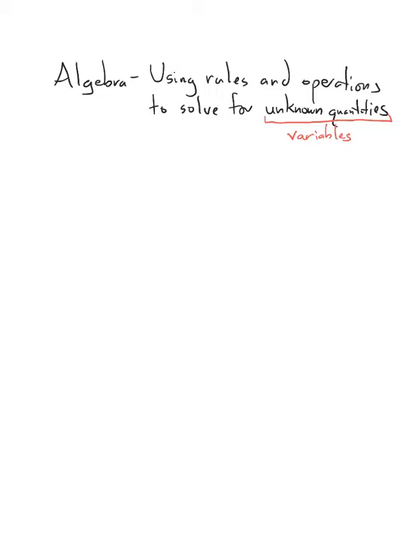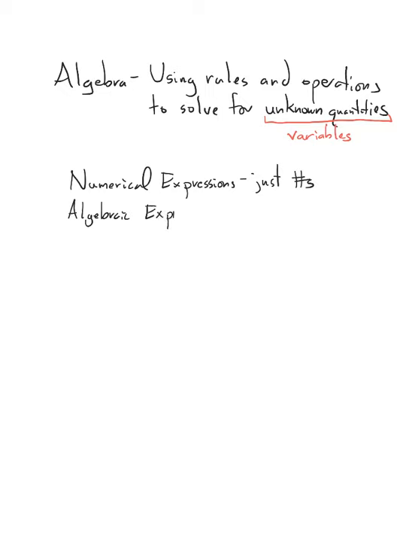And so we also have numerical expressions. And they have just numbers in it, so no variables. So we have algebraic expressions, which have variables. Maybe I'll write that as well. So these have variables.